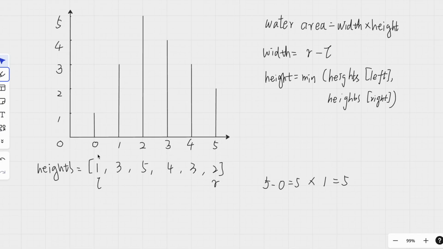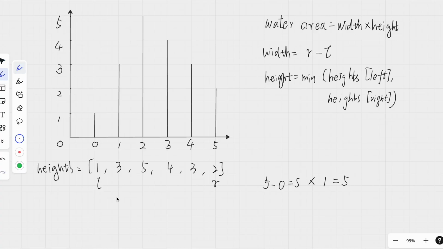Now, let's move the pointers inward. Should we move the left one or the right one? If we move the left pointer inward, the width will become 5 minus 1, which is 4. If we move the right pointer inward, the width becomes 4 minus 0, which is also 4. No difference, so the height is the determining factor. In this case, the left line is shorter. It means the left line limits the water's height, so we should move the left pointer inward.